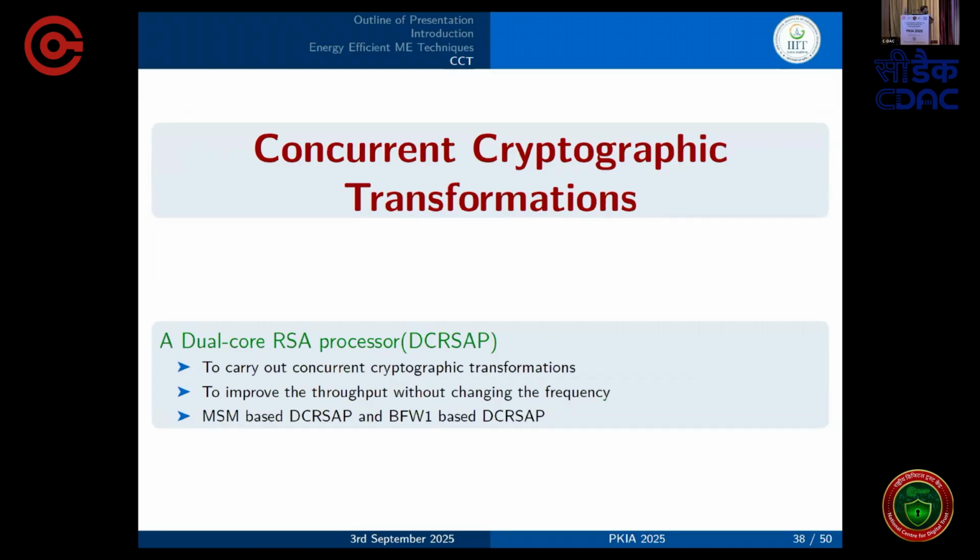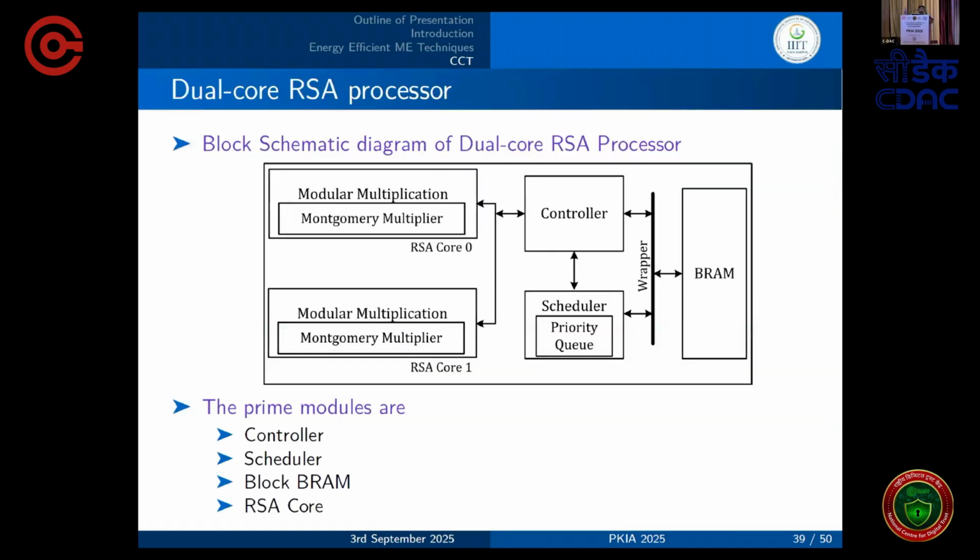Now, higher throughput can be achieved with bit forwarding techniques, and we can also implement the same techniques with multi-core architectures. There are two kinds of multi-core architectures: homogeneous multi-core and heterogeneous multi-core. In heterogeneous multi-core architectures, the cores perform different operations, but in homogeneous architectures, the cores perform the same kind of operations.